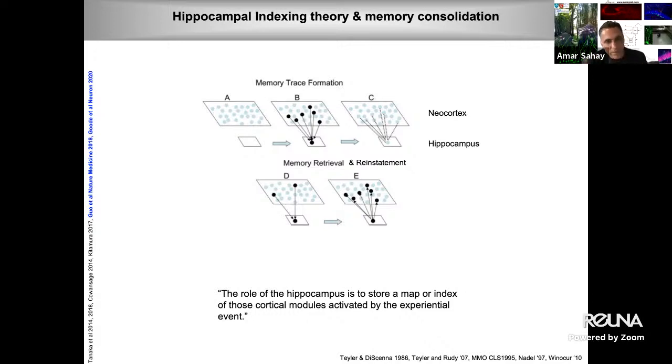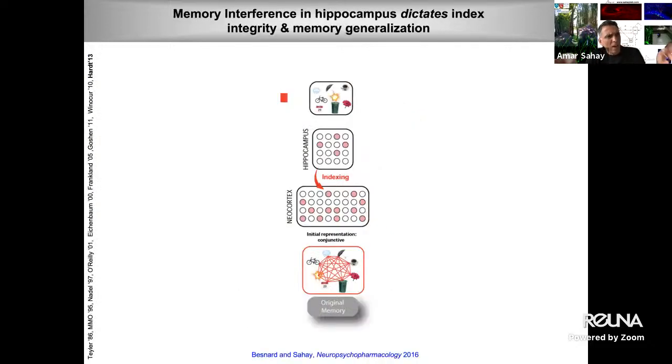A direct consequence, or take home, from this theory is that the integrity of the index in the hippocampus dictates the extent to which we can retrieve precise memories stored in the neocortex. We recently proposed, building on a large body of work on systems consolidation theory, on the shoulders of giants, that the integrity of the index, by virtue of levels of memory interference, dictates the extent to which memories retain details in the cortex. And the idea is very simple.